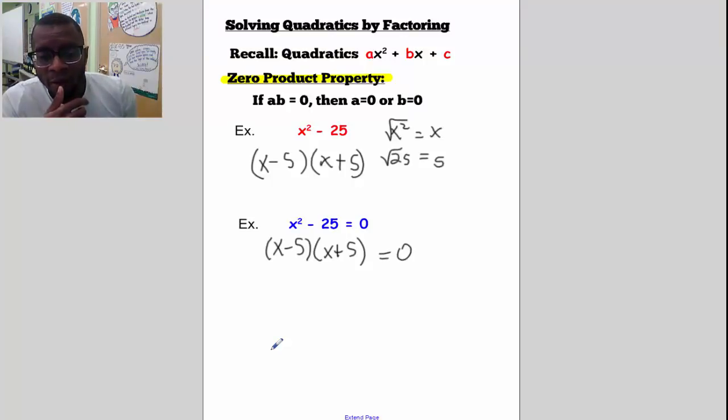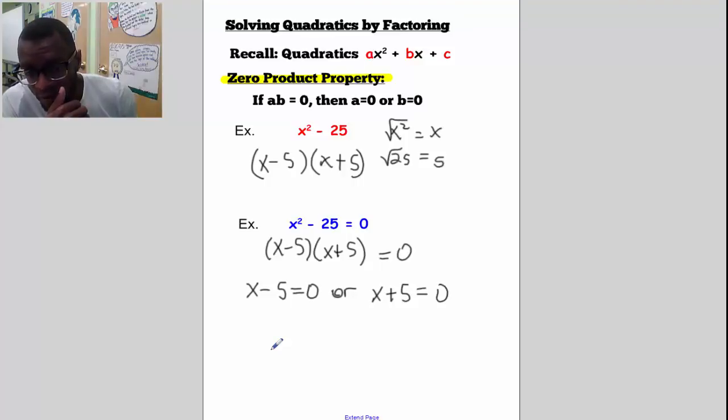Now we want to use our zero product property, which says that if x minus 5 times x plus 5 is equal to 0, then either x minus 5 has to be equal to 0 or x plus 5 has to be equal to 0. And now we have two linear equations that we can solve. We're going to add 5 to both sides. That equals sign should not be there, sorry.